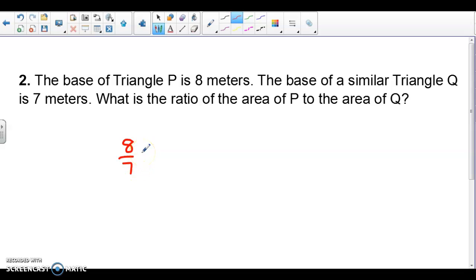Now 1 and 1/7, you might be saying to yourself, would be simplified, but we don't need to write it as a mixed number, just leave it as an improper fraction. So 8 over 7, we'll leave that like that because we can't simplify it any further. Since we're talking about the ratio of the area, we're going to square it. So 8 squared is 64, and 7 squared is 49. So the ratio of the area of P to the area of Q is 64 over 49. This can't be simplified, so that's as far as it goes.